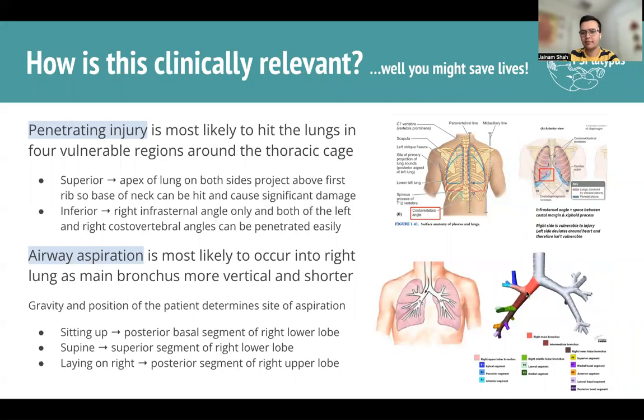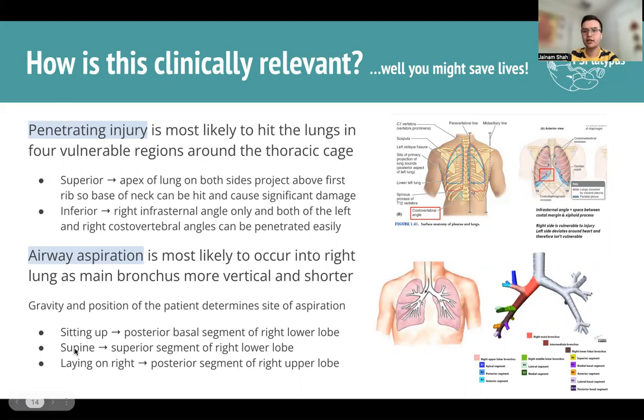So I've put a little diagram here just to show you what some of these words mean. But honestly, as long as you can memorize these 3 things, it's totally fine. So if you're sitting up, then it's going to be the posterior basal segment of the right lower lobe. I guess that makes sense because you're sitting up, gravity is going to pull it down to the lower lobe, and it's specifically the posterior basal part.